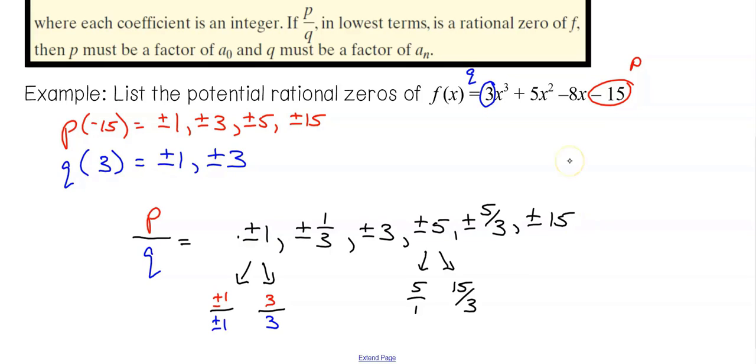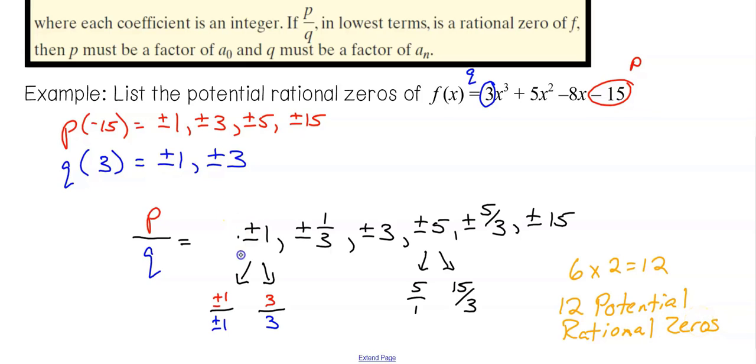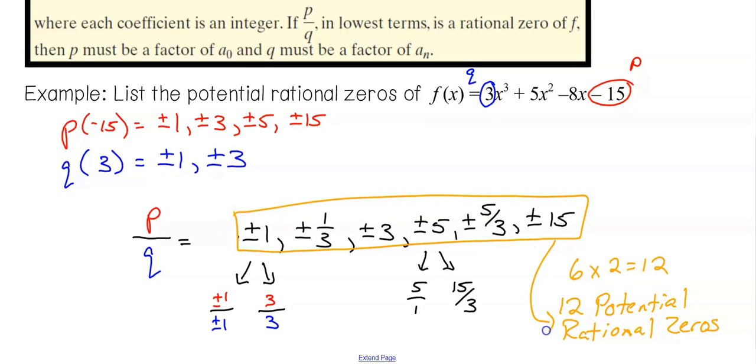So basically, when we look at this, we have 1, 2, 3, 4, 5, 6, and there's 2 signs for each one. So 6 times 2 equals 12. That means we have 12 potential rational zeros. So once again, these are my potential rational zeros.